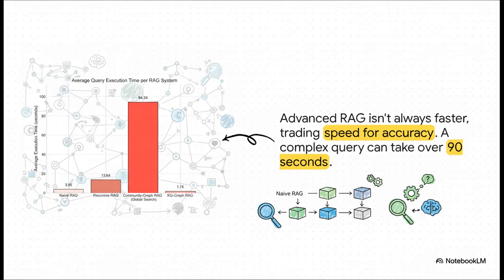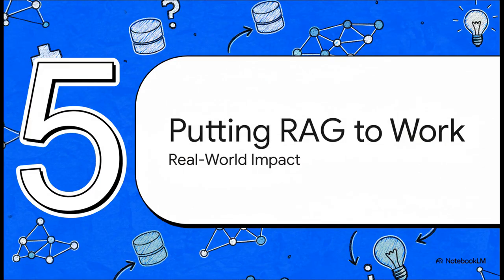But all this extra intelligence comes at a cost, and that cost is speed. As you can see here, while a basic naive RAG can answer in under 4 seconds, a really complex community graph RAG can take over 90 seconds to piece everything together. It's that fundamental trade-off, right? Do you need a fast, good enough answer, or are you willing to wait for a deeply reasoned, highly accurate one? Okay, so that's all the theory, but what does this revolution actually look like in practice?